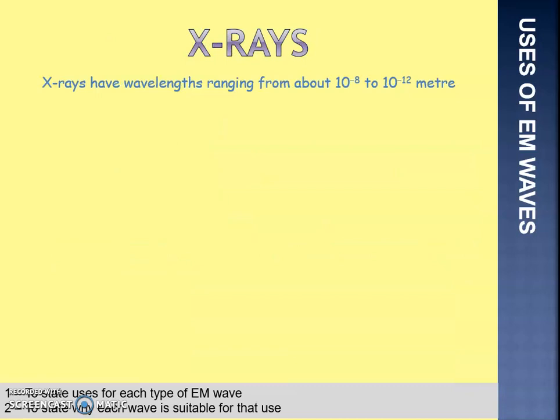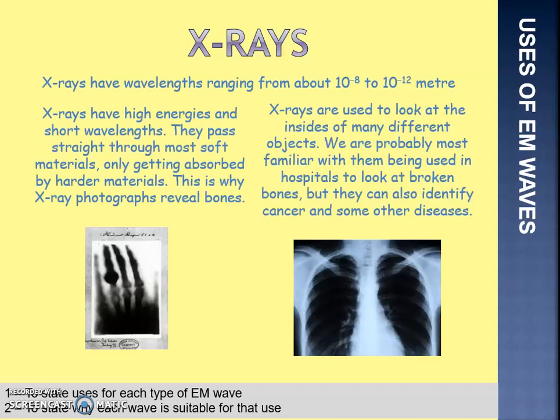X-rays are our next one, and they've got wavelengths between 10 to the -8 and 10 to the -12 meters, getting to really short wavelengths now. Most common use of X-rays that we know is for looking inside bodies to see if any bones are broken.